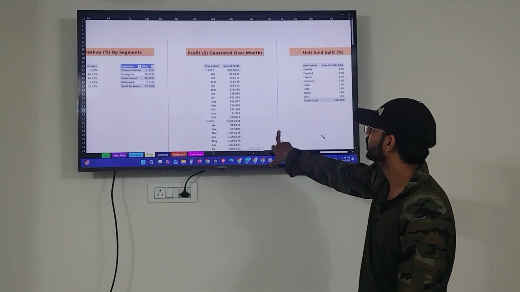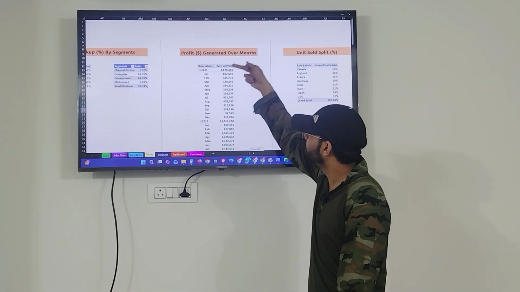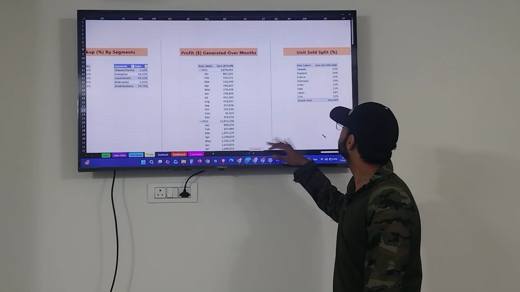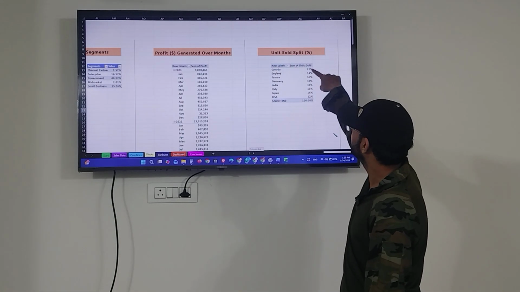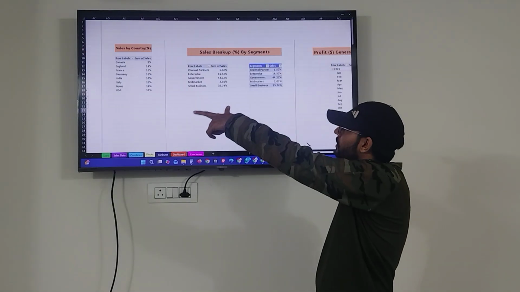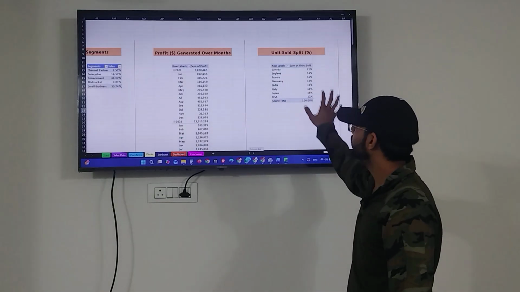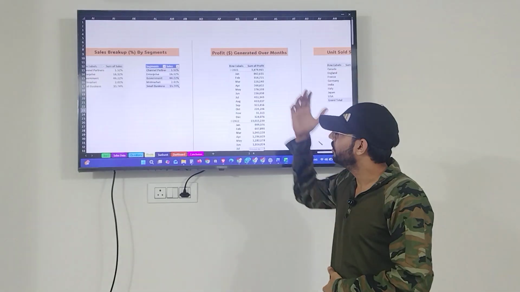Now, profit generated over months. As I have told you, we have 2 years of data, and this shows how every month and every year is performing over profits. Now, units sold split region-wise, so country-wise: the percentage of units sold. Last time we had percentage on the sales also, and now it is percentage by units sold.